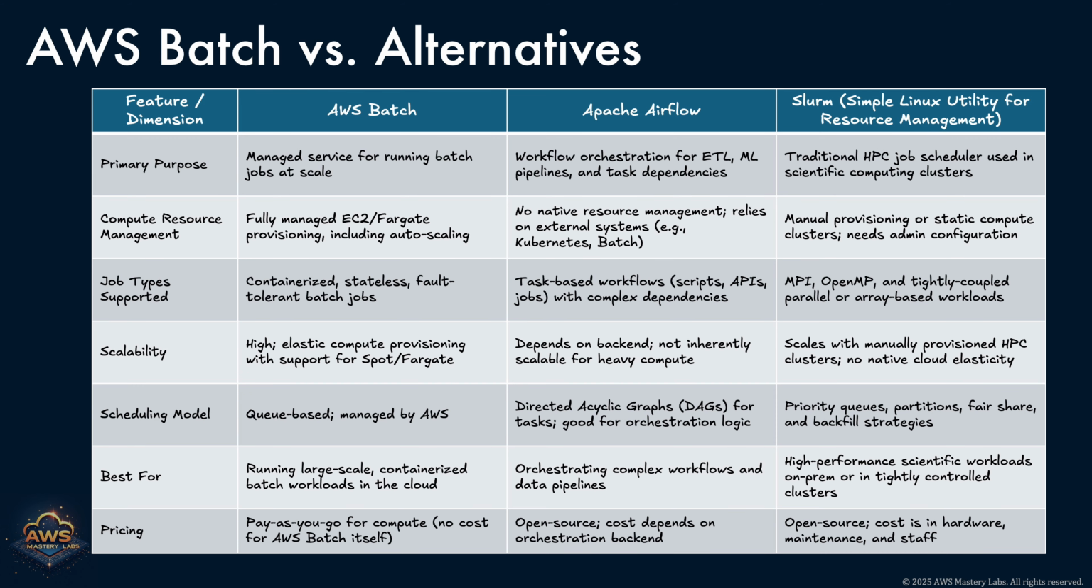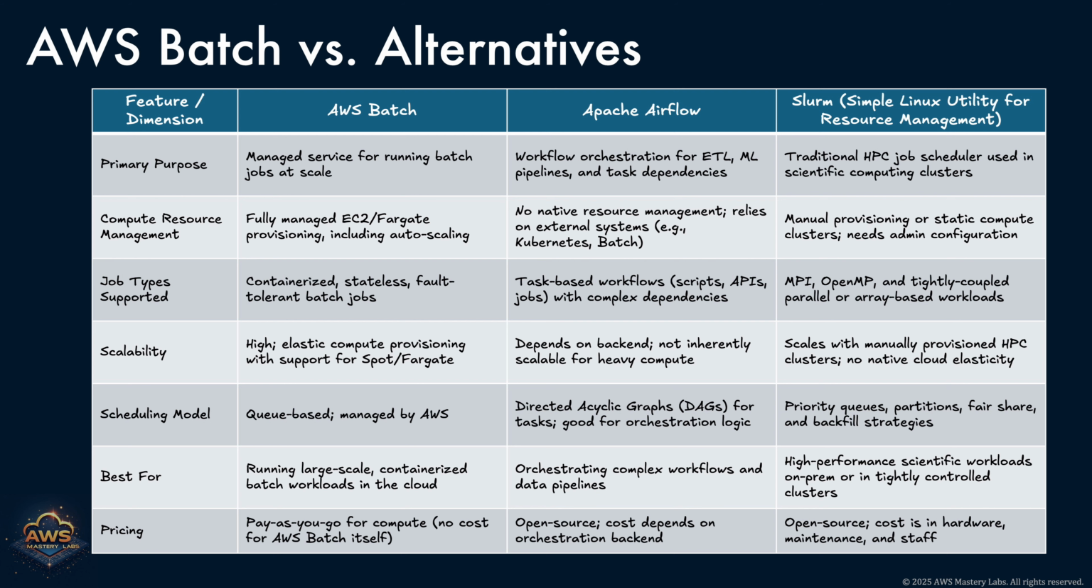When evaluating batch processing frameworks, it's important to understand how different tools are built for different needs. Let's compare three widely used systems: AWS Batch, Apache Airflow, and Slurm, each designed with a unique philosophy and set of trade-offs. Starting with purpose, AWS Batch is purpose-built for running large-scale batch computing workloads in the cloud. It's deeply integrated with the AWS ecosystem and designed to abstract away infrastructure management.